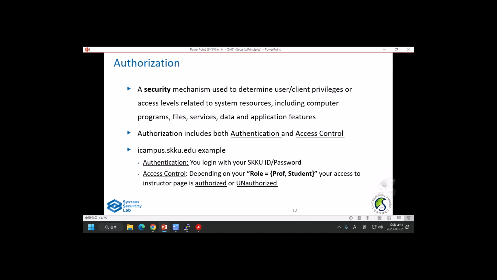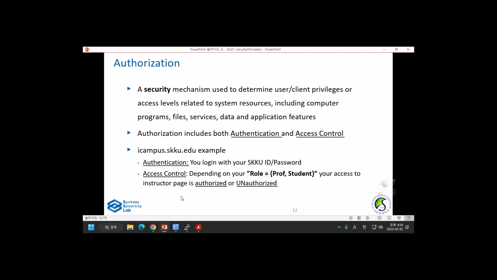On the other hand, authorization is a security mechanism that determines your privilege or access levels with respect to system resources, such as computer programs, files, services, and so forth. Authorization is often used loosely, since no one really has this in their dictionary. By saying authorization, people usually mean both authentication and access control, right? When you're told you're not authorized to do this, it means either you're not authenticated or you're not authorized.